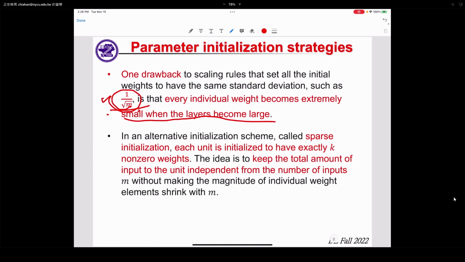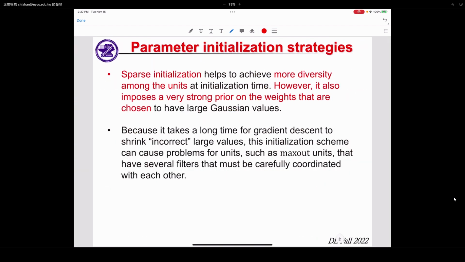You can fix this problem by using sparse initialization. Each unit is initialized to have exactly k non-zero weights, so you can keep the total amount of input to the units independent from the number of inputs m. You purposely only have k non-zero weights; the other weights are zero.